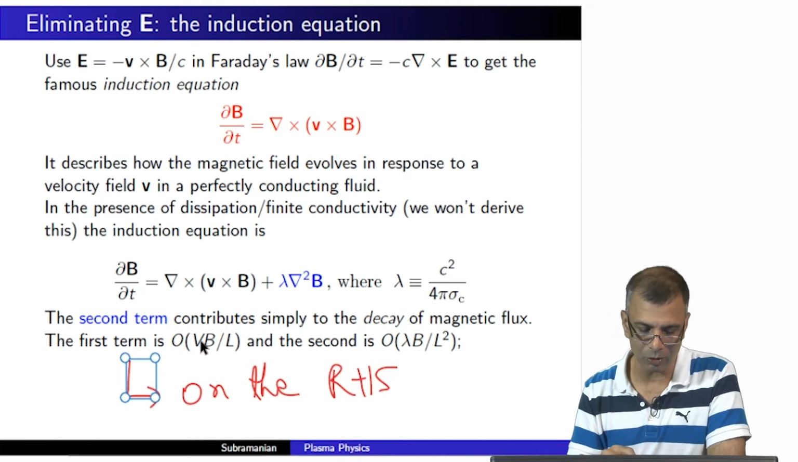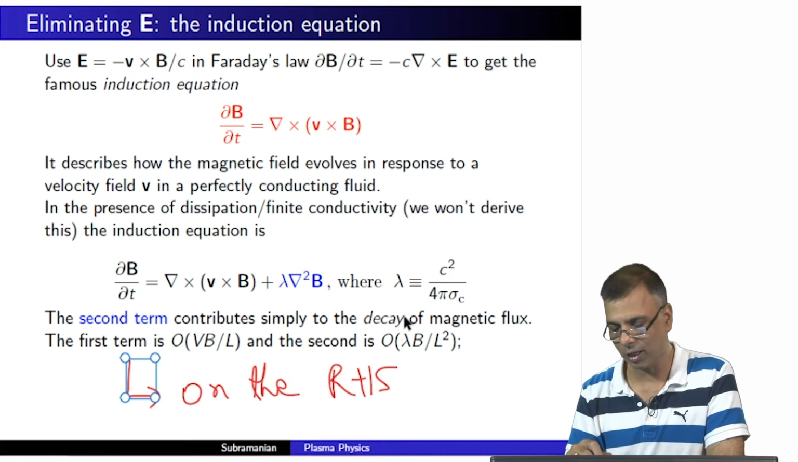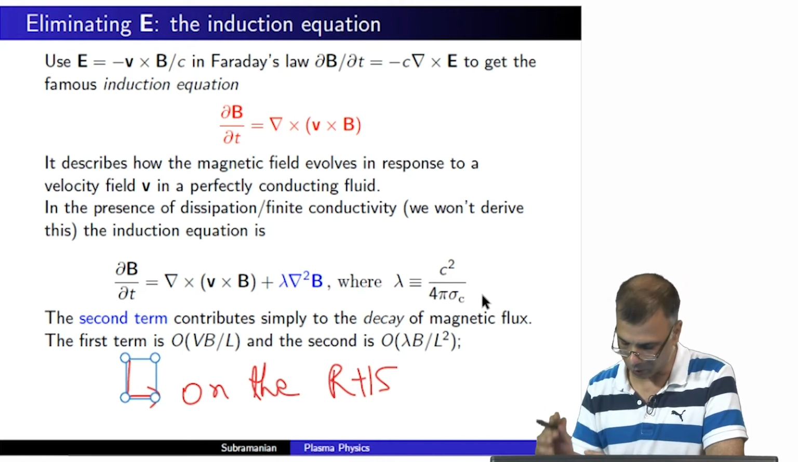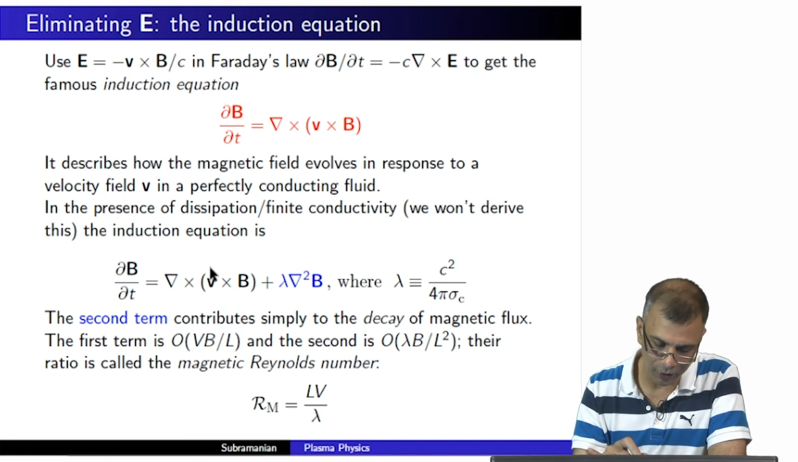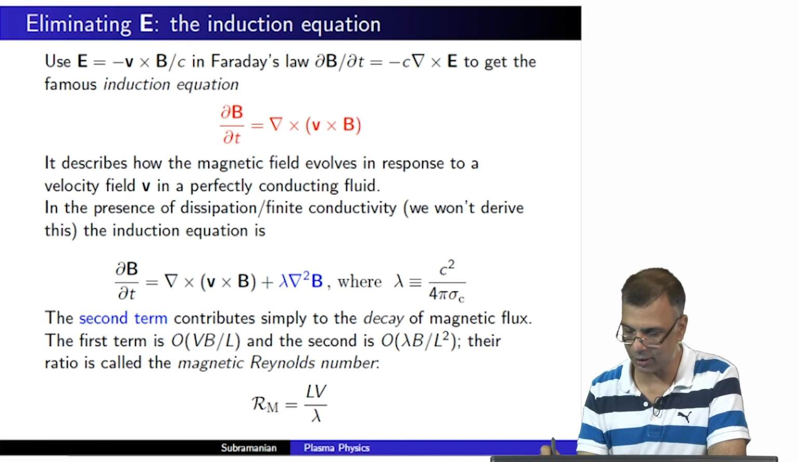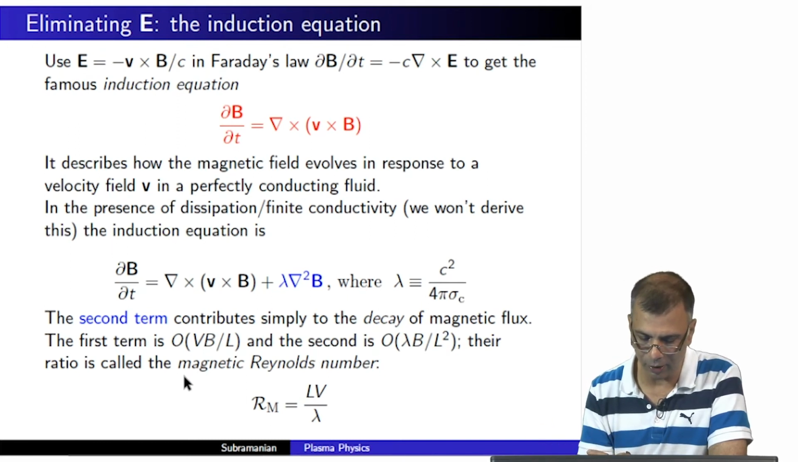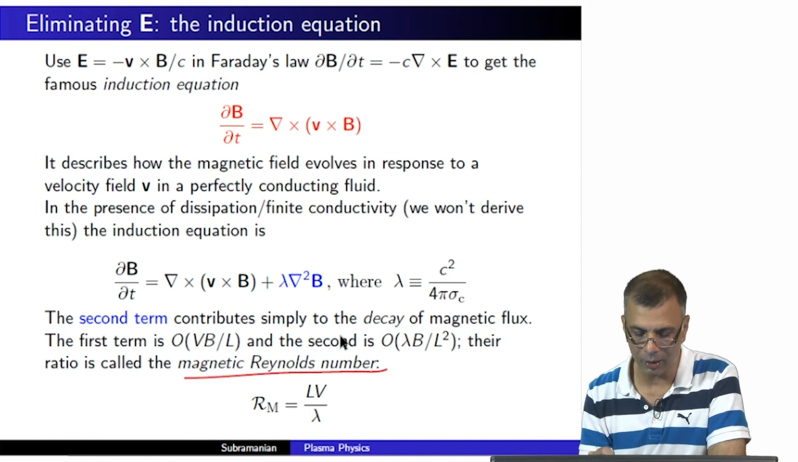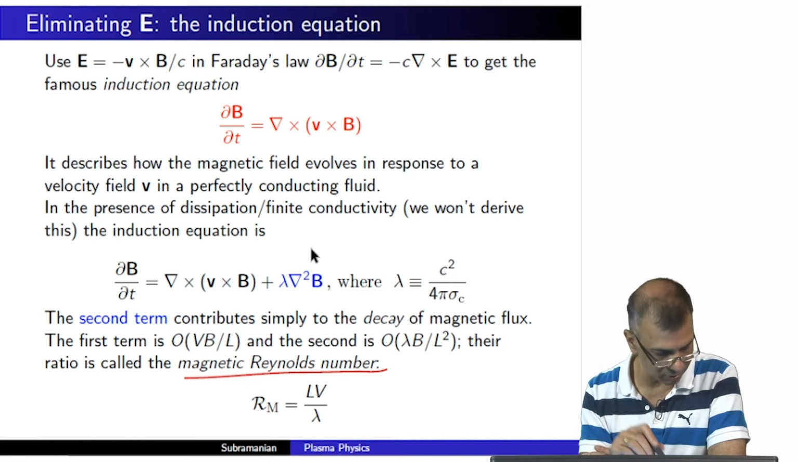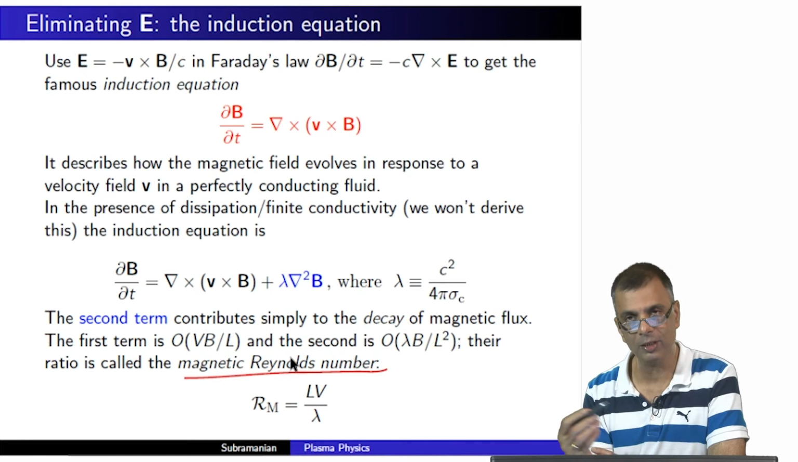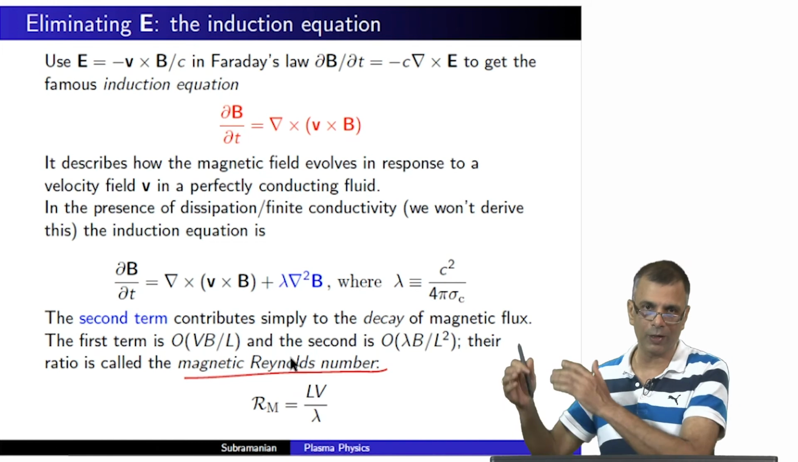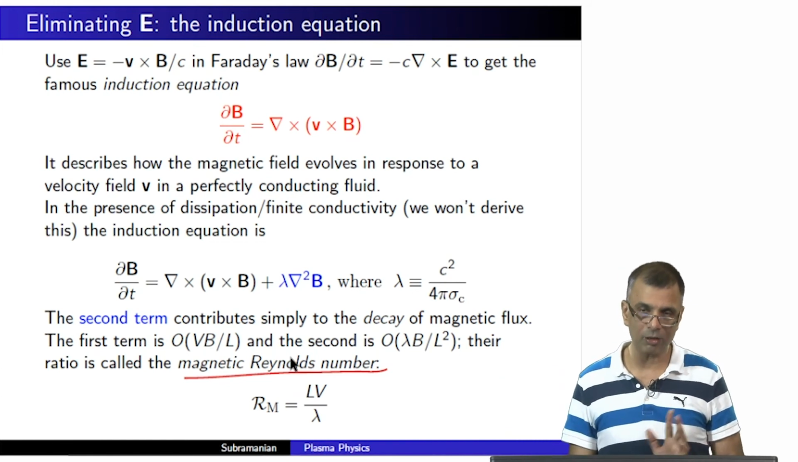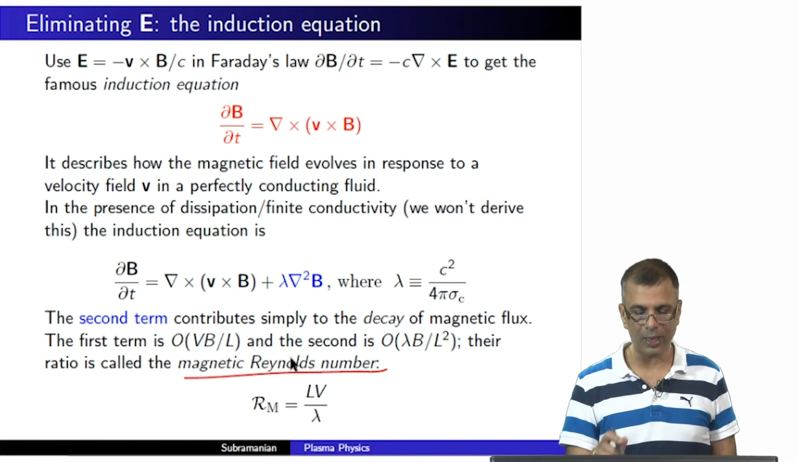Okay. So, the first term is of order VB over L, the second term is of order lambda B over L square. And the ratio of these two numbers, the ratio of the first term to the second term, is called the magnetic Reynolds number, very similar to the fluid Reynolds number that we talked about earlier. The magnetic Reynolds number is given by LV divided by lambda, order of magnitude, where L is some macroscopic length and V is some macroscopic velocity, say the fluid flow velocity, which of course has to be non-relativistic.